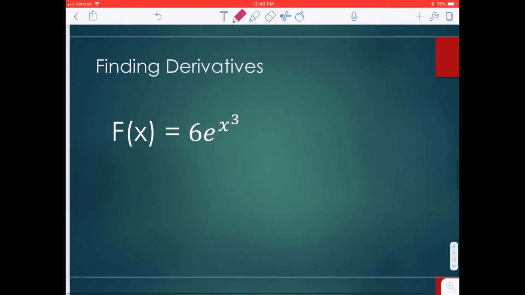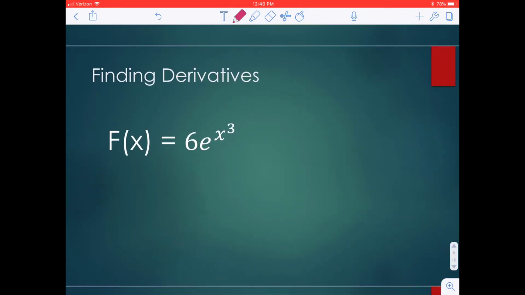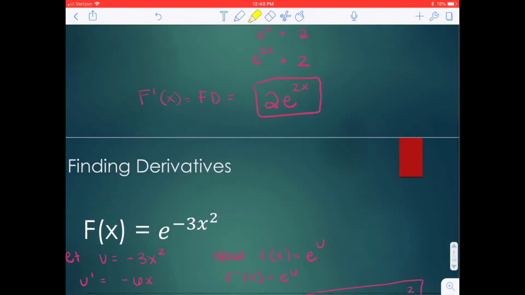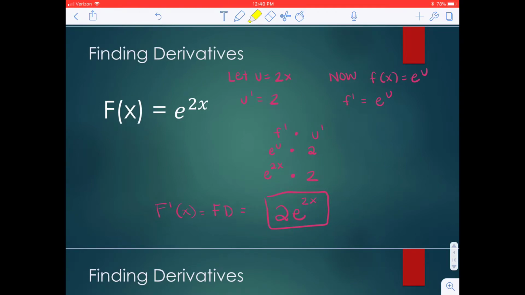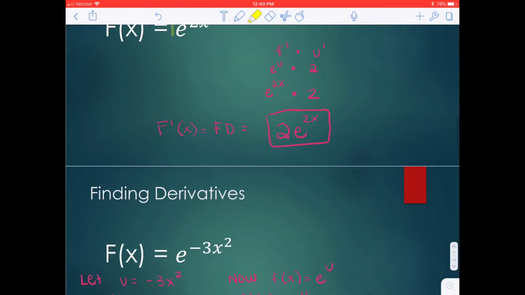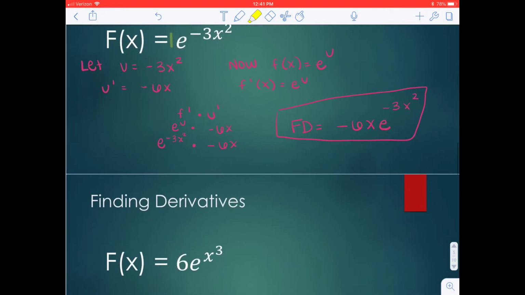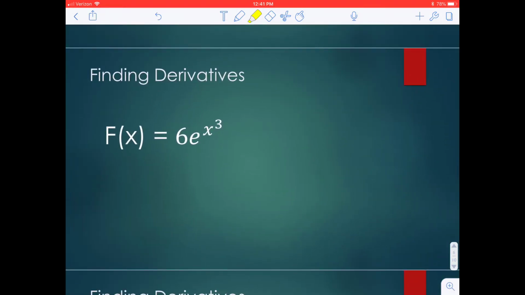Looking at a second problem, 6e to the x to the third. Now, one difference with this problem is, if you notice, in all our previous problems, in the first one there was an understood 1 here, but there was no other constant. There was an understood 1 in our second one and no other constant. But in this third problem, we have a 6. And the 6 is being multiplied by the e. So that's going to require us to use the product rule, because this is a product that is going on.